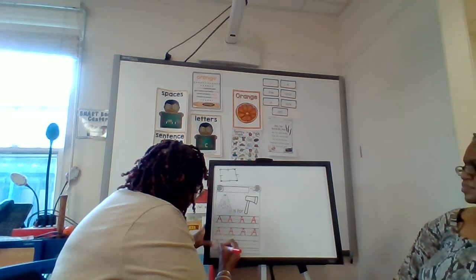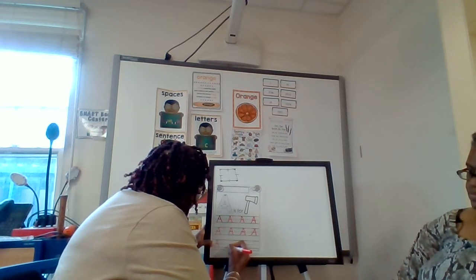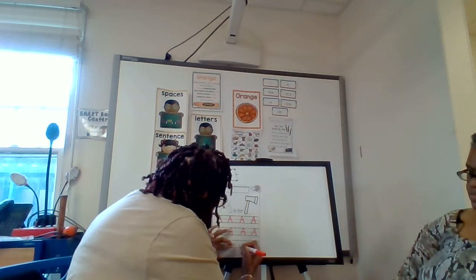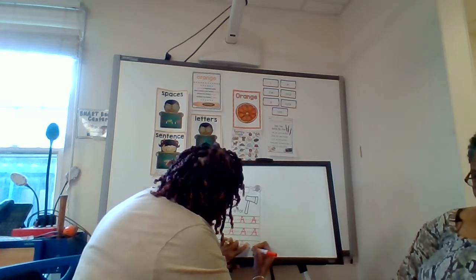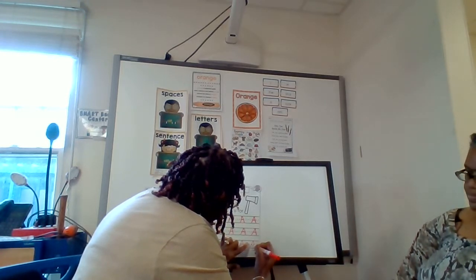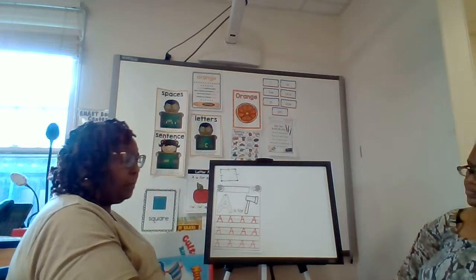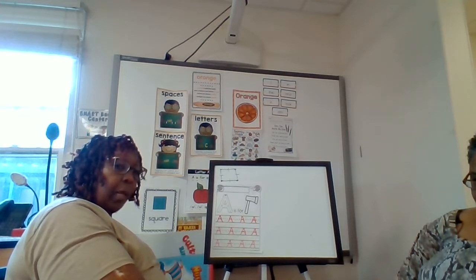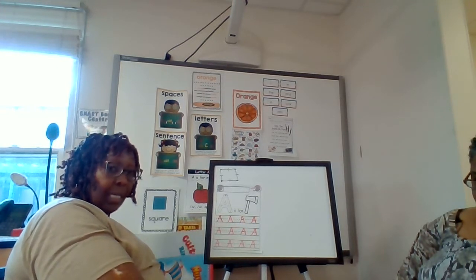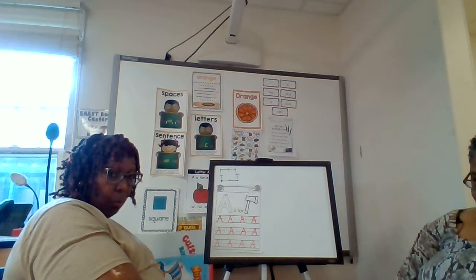Up, down, cross. Up, down, cross. So finger space. Up, down, cross. Last one, finger space. Up, down, across. Please make sure you are using your finger to put spaces between your letters. This will help us begin to recognize that we need spaces between words.